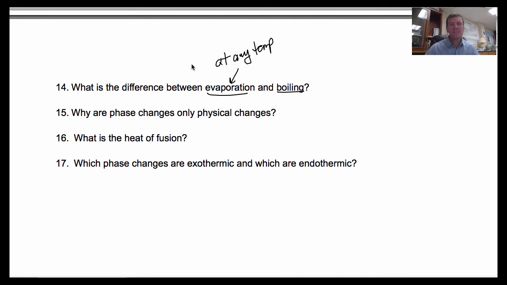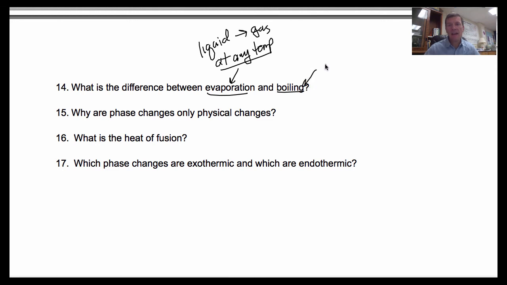Okay? That just means that the higher energy particles are going to turn from a liquid to a gas. So at any temperature, liquid turning into a gas. You know that if you took a glass of water and set it out on the table, overnight the water level might go down a little bit. Maybe not a lot, but the higher energy water particles are going to evaporate and turn into a gas.